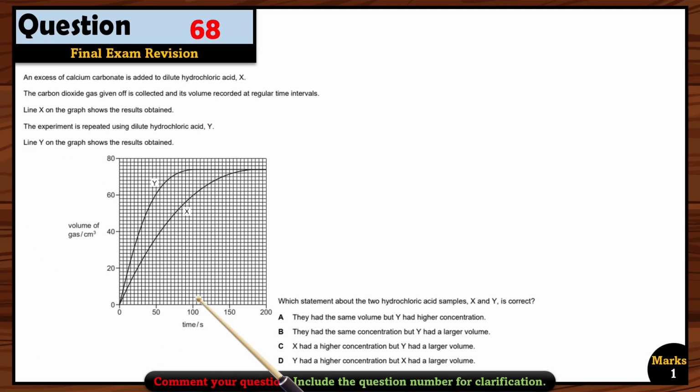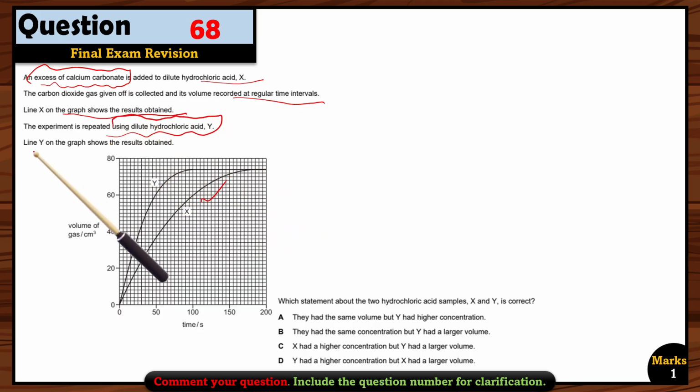Okay, let's see another example, question 68. An excess of calcium carbonate is added to dilute HCl. So now we have excess calcium carbonate. The carbon dioxide gas is given off and collected. Its volume is recorded at regular time intervals. The line X on the graph shows the result obtained. The experiment is repeated using dilute HCl. Line Y on the graph shows the result obtained.